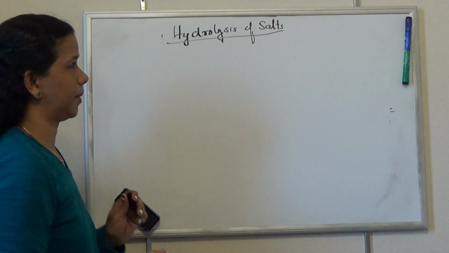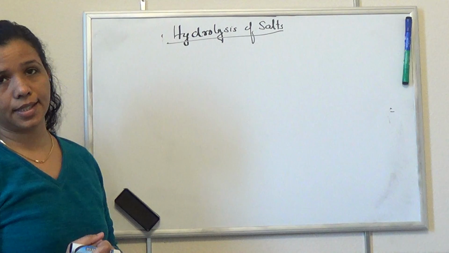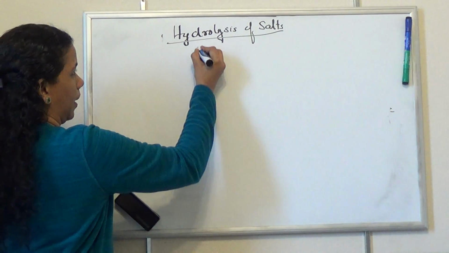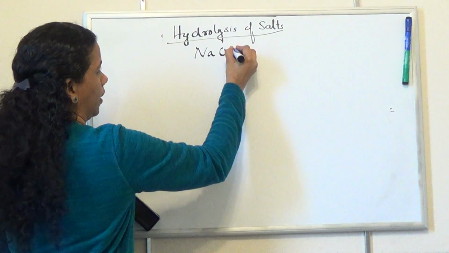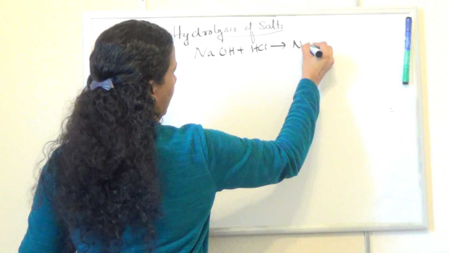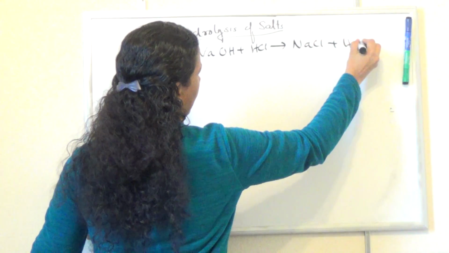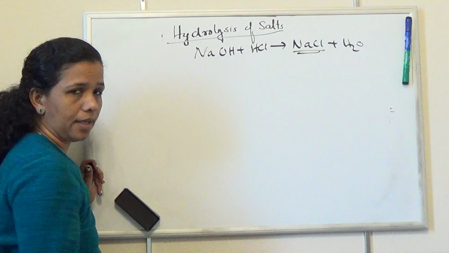Hydrolysis of salts. Salts are formed by the reaction between acids and bases. For example, NaCl is a salt formed by NaOH when it combined with HCl. So NaCl is formed by the combination of an acid and a base.